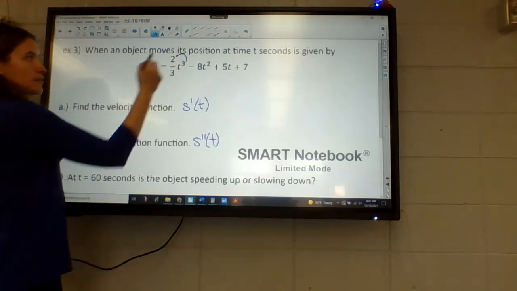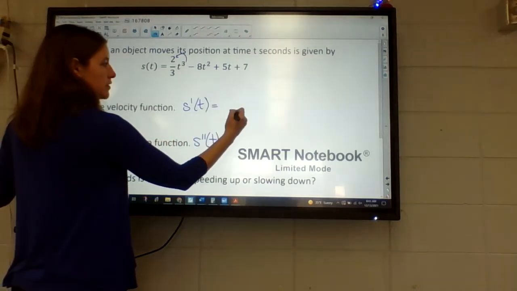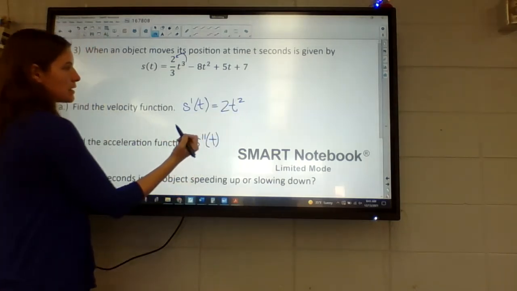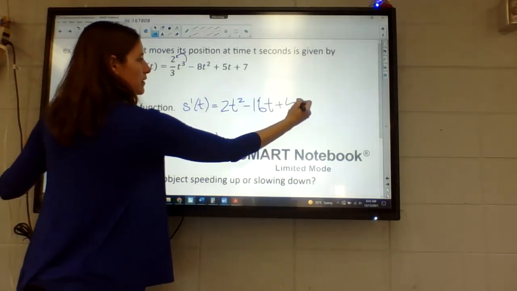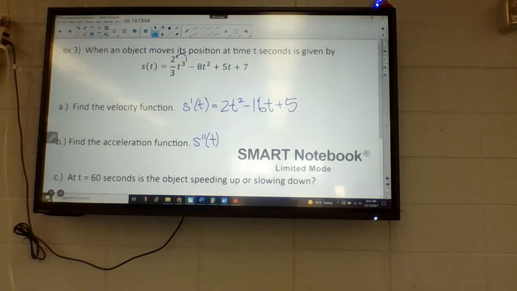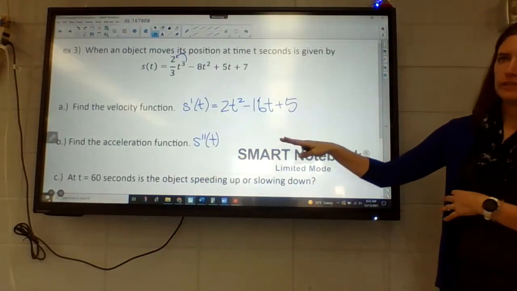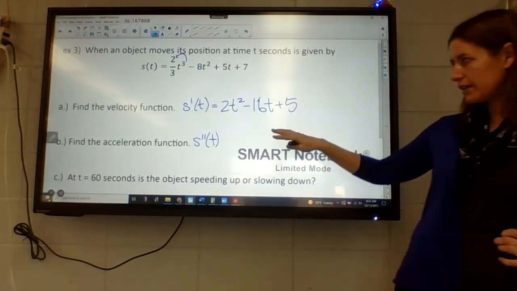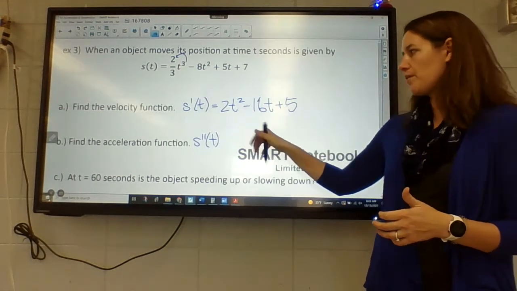So I drop this in front, and what happens then in front there? You multiply, so what happens with the 3's? It cancels. So this is 2t to the second, right? Minus 16t plus 5. So a more complicated velocity function than we've seen before. Now the second derivative is acceleration. So again, just so you guys caught on here, this is the same thing, we just do the derivative again.